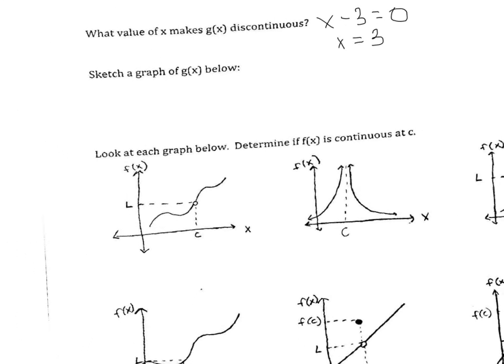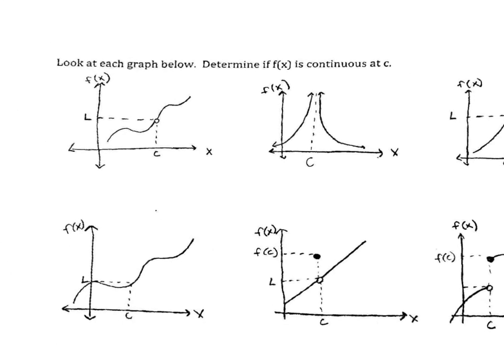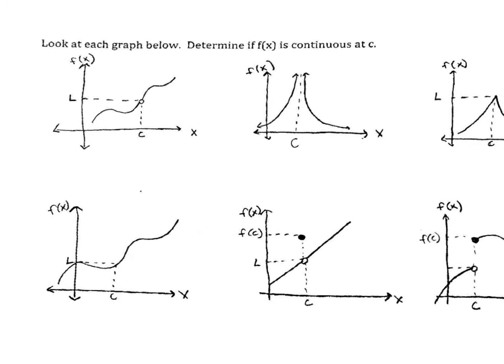Okay, let's look at each of these graphs and let's figure out if we can determine if our function f of x is continuous at C. Okay, so if I look at this first graph, I want to know if my graph is continuous at the point C. So at the point C, is my graph continuous? So if I look at my first function, at my point C, my graph has a hole in it. Okay, so this is not continuous, it is discontinuous, or you just write not continuous.